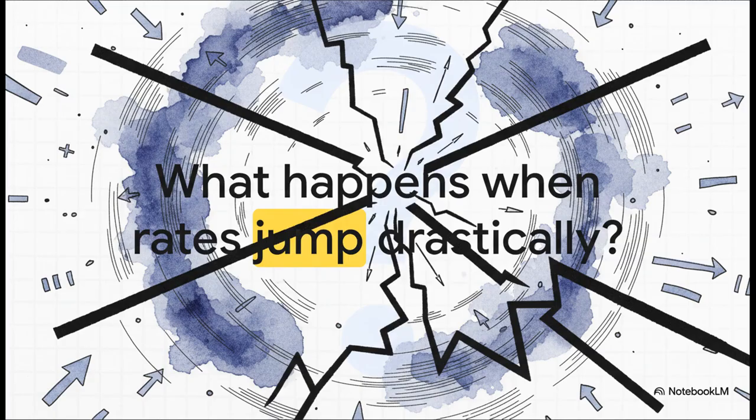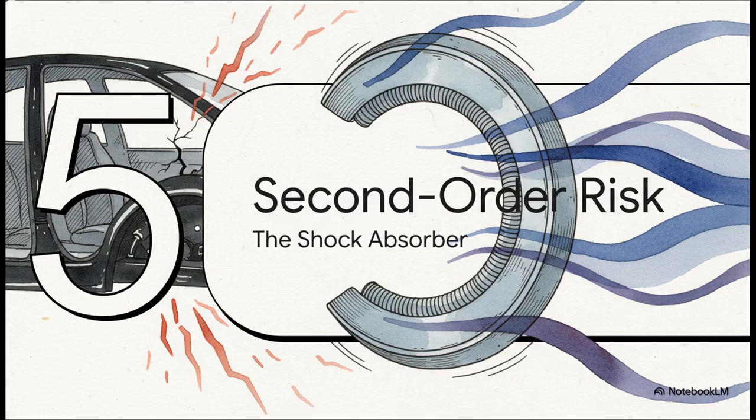Which brings us to probably the most dangerous question in fixed income. What actually happens to our rigid duration lever when the market experiences a massive sudden shock? I mean, what happens when rates jump 100 or 200 basis points literally overnight? Well, our straight line completely fails us. And that brings us to Section 5, Second-Order Risk, Convexity, the shock absorber.